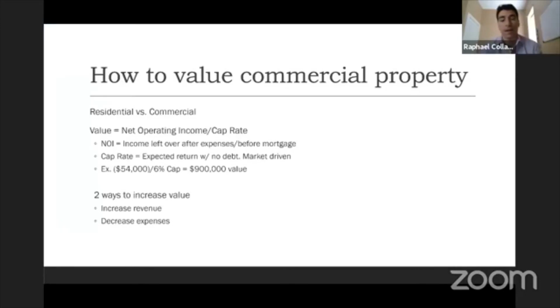All right. So now, in order to determine how to add value to commercial property, you have to first understand how commercial property is valued. Unlike residential real estate, on the residential end, generally speaking, they are valued based on a comparable approach.